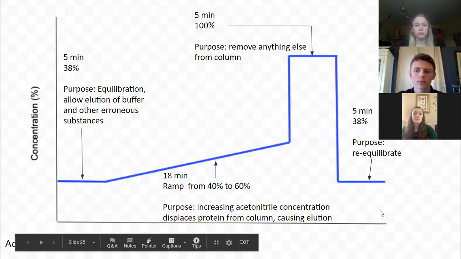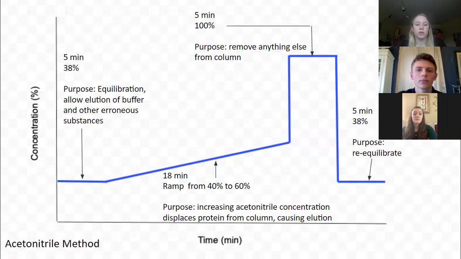So for our method, the variation in concentration was of acetonitrile. For the first 5 minutes, there was 38% acetonitrile, and the purpose of this was for equilibration and to allow the elution of buffer and other erroneous substances.